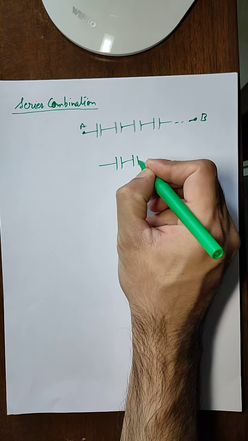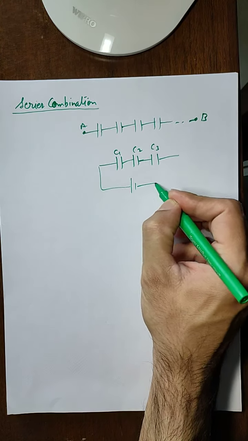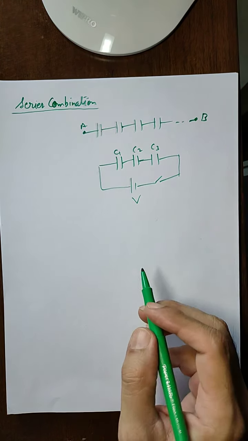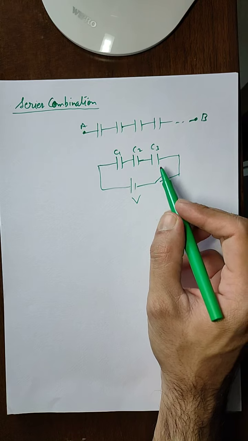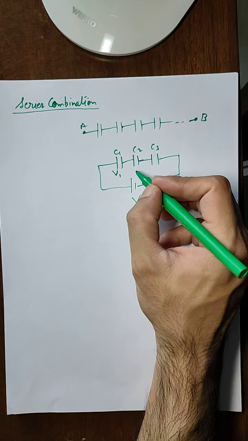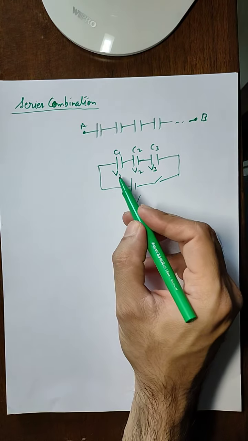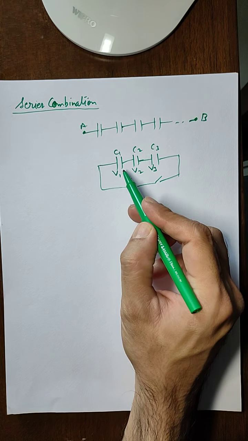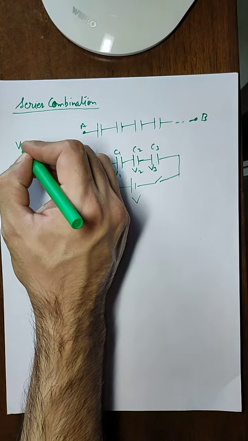Now let us say we take three capacitors C1, C2 and C3 and connect them to a battery of potential difference V. Then we can see that the potential across each of them will be different. Let us say this capacitor has potential difference V1, this has V2 and C3 has V3. Now we know that the total potential in the overall circuit cannot exceed V. So by conservation we can write V equals V1 plus V2 plus V3. None of the potential differences will ever exceed V.